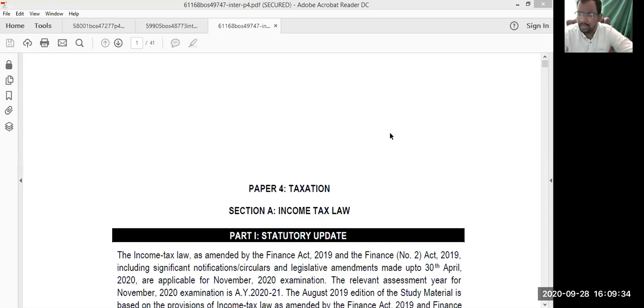Only income tax. Today only income tax. For GST, day after tomorrow. Today only income tax. We will discuss only income tax RTP questions.